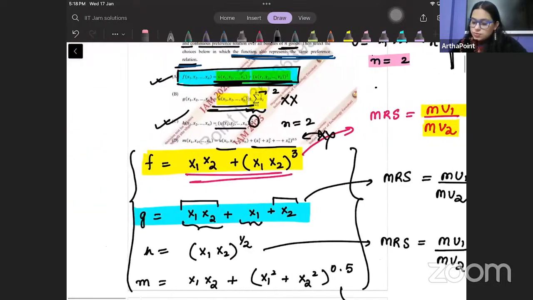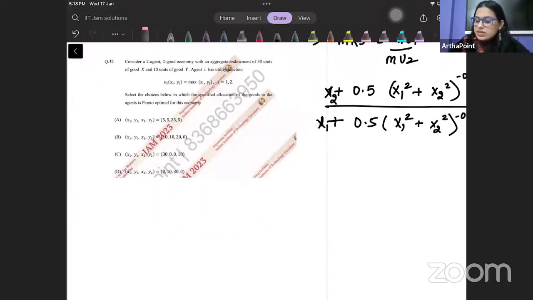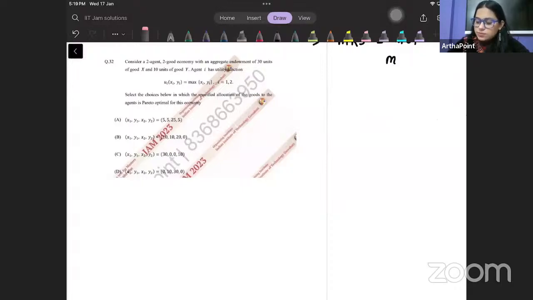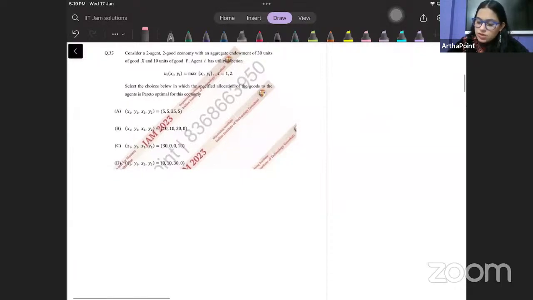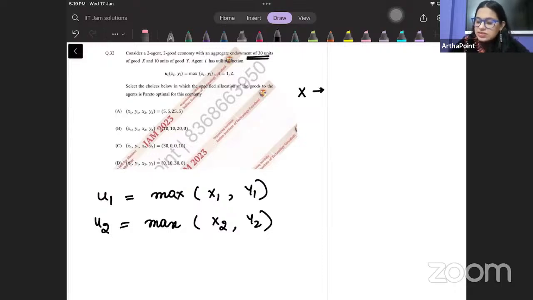Now, let's go to the next question. So the next question that I want to take is question number 32. See that here I'm given that this is a max function. So what is the utility function given to me? Utility of individual 1 is given as max of x1, y1. And utility of individual 2 is given as max of x2, y2. You're given that the aggregate endowment of good x is 30 units. And the aggregate endowment of y is 10 units.